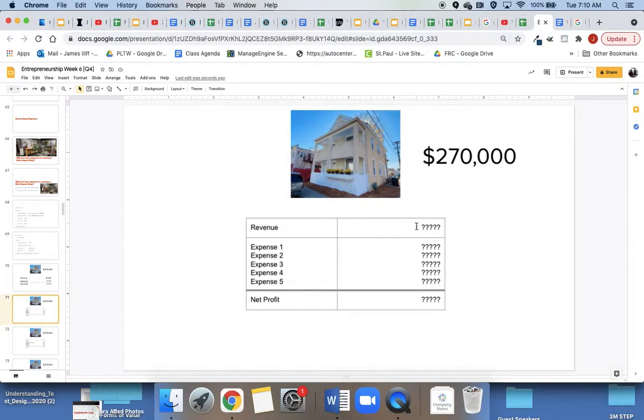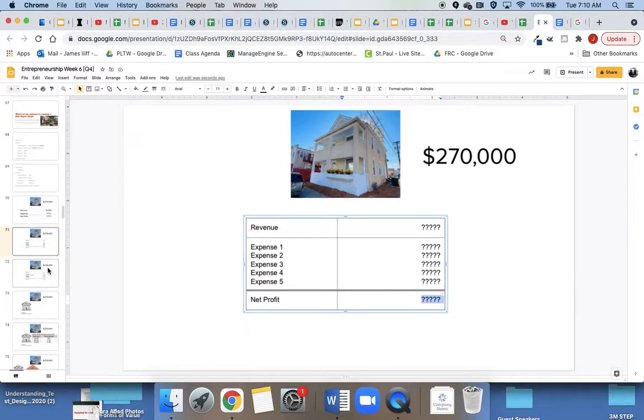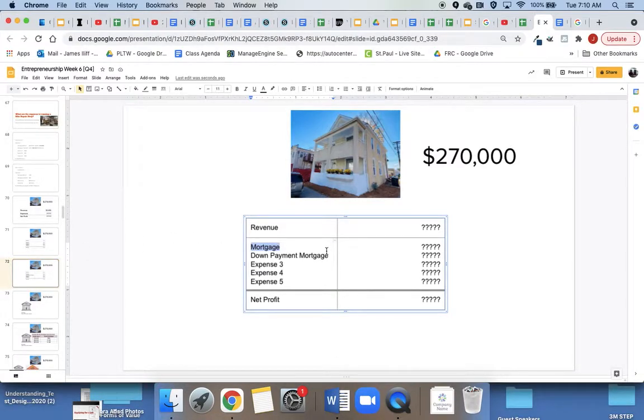And then you're going to be able to take your revenue minus all your expenses, and you're going to be able to get to your net profit. So that's the goal for this week. Now, the only complicating factor is this. One of your major expenses is the mortgage that you're going to have to pay to at least one bank, probably two banks. And we're going to talk about that right now.